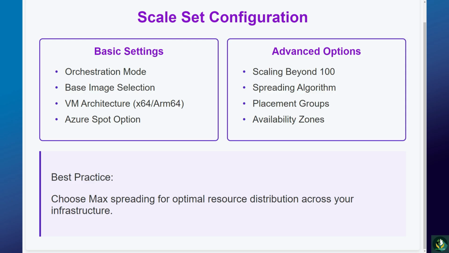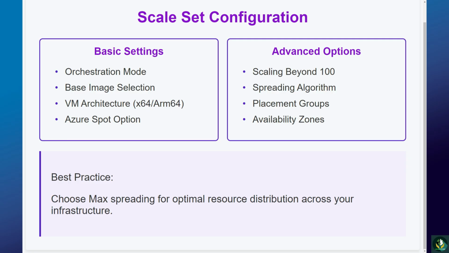The VM architecture choice between x64 and ARM64 depends on your specific workload requirements. x64 architecture: traditional choice, widely supported. ARM64 architecture: emerging option, potentially better price performance for specific workloads.